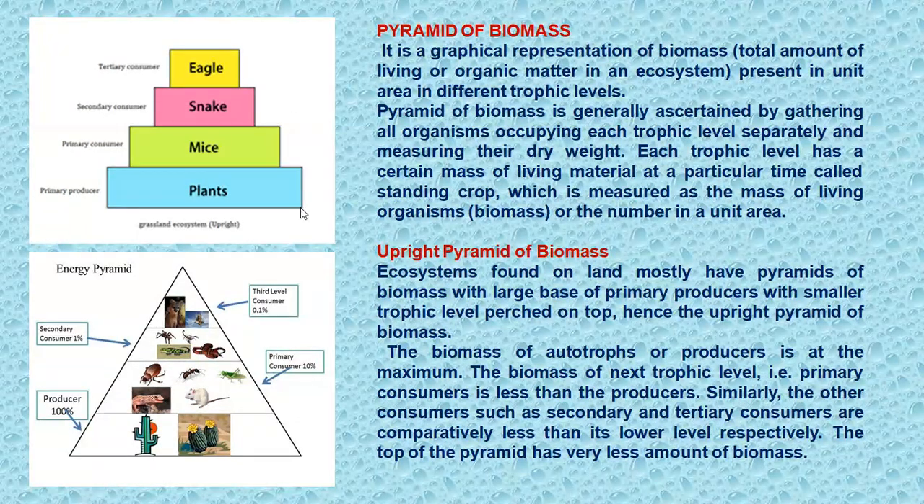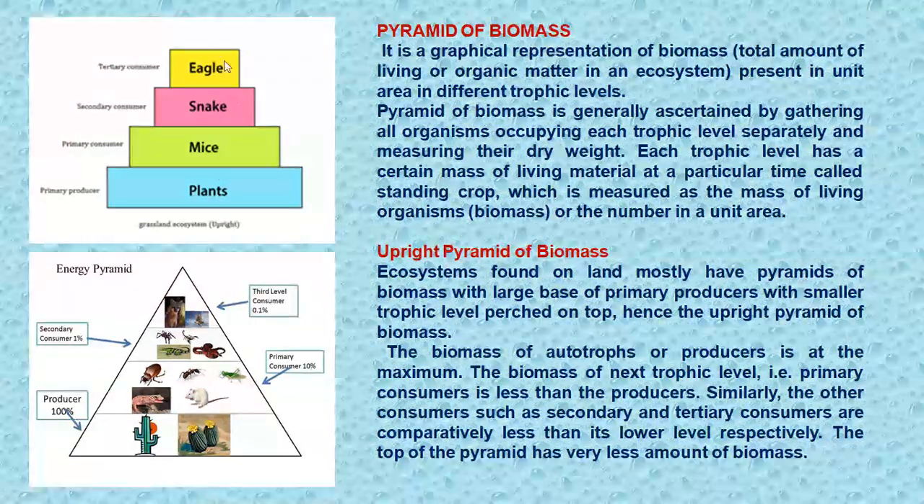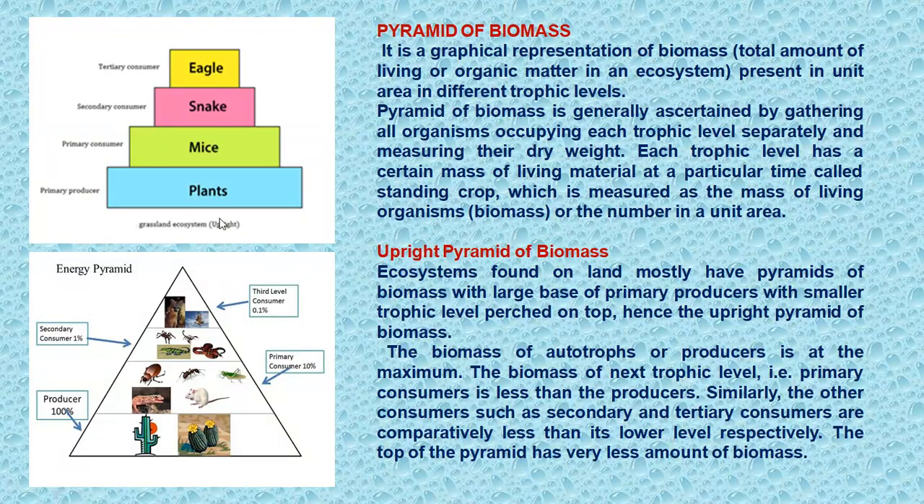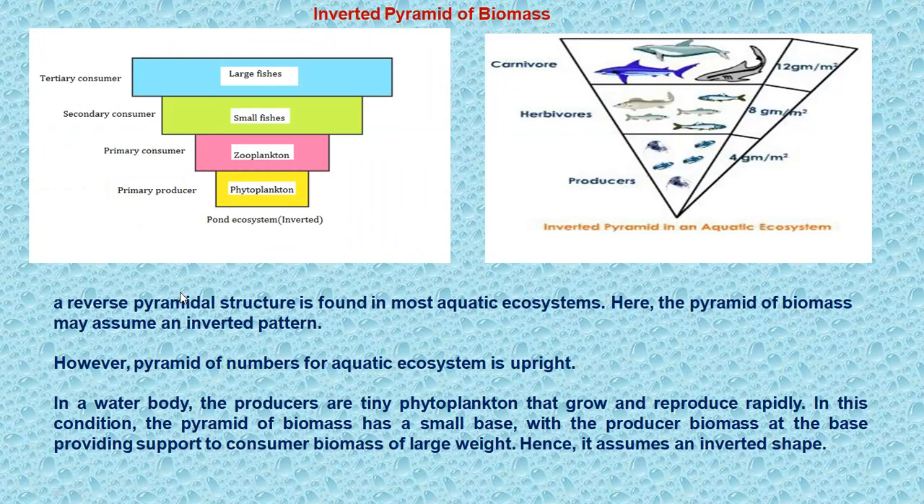Ecosystems found on land mostly have pyramids of biomass with a large base of primary producers as we see here and smaller trophic levels perched on the top, hence the upright pyramid of biomass. The biomass of autotrophs or producers is at the maximum. The biomass of the next trophic level, primary consumers, is less than the producers. Similarly, the other consumers, such as secondary and tertiary consumers, are comparatively less than their lower level, respectively. The top of the pyramid has very little biomass.